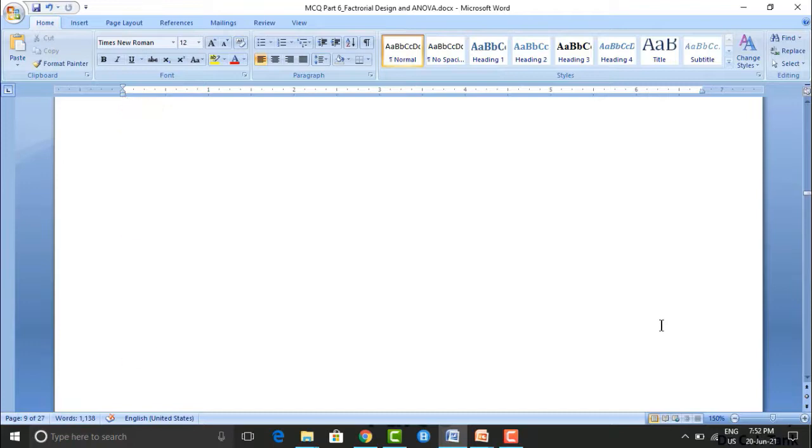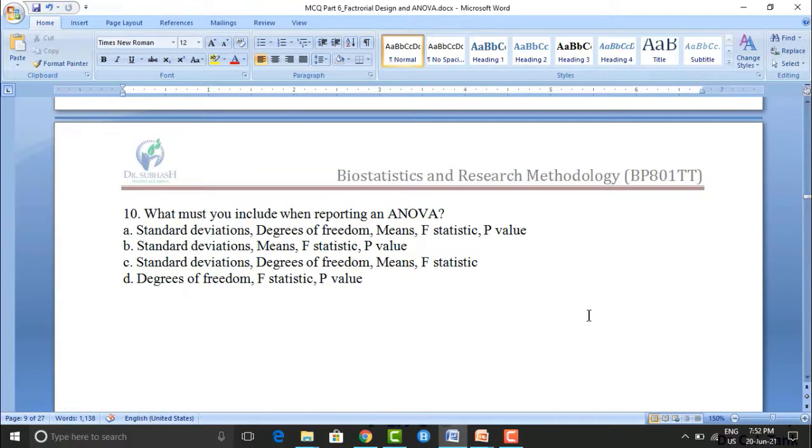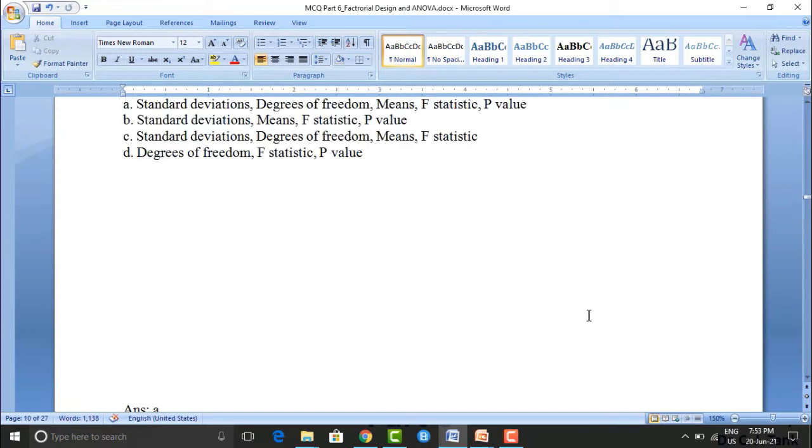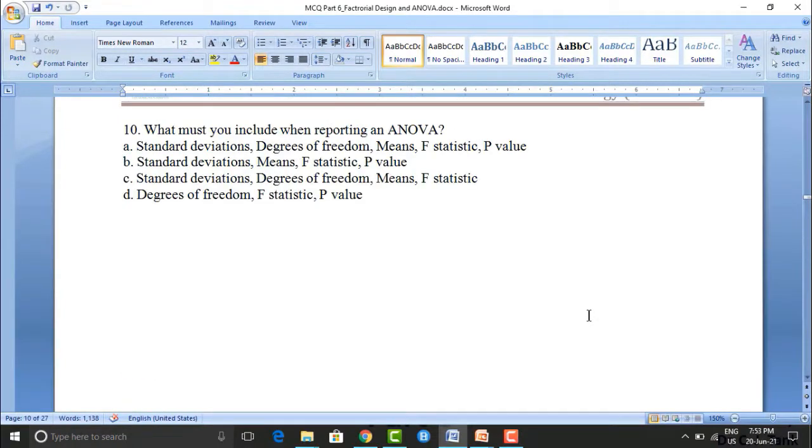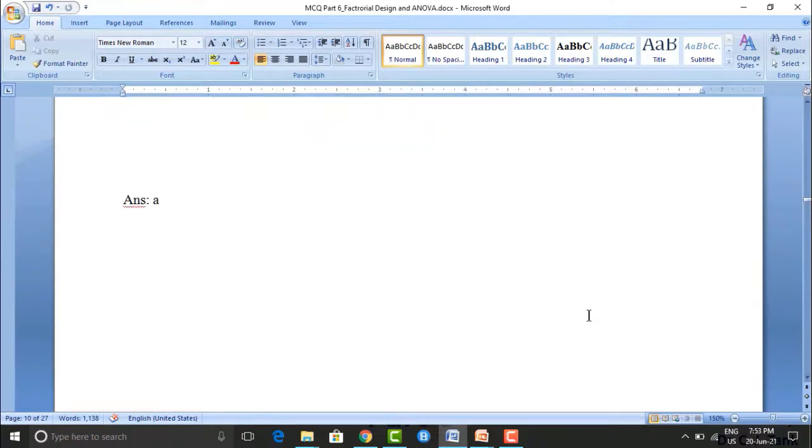The next question, what must you include when reporting an ANOVA? Option A, standard deviation, degrees of freedom, means, F statistic, and p value. Option B, standard deviation, means, F statistic, and p value. Option C, standard deviation, degrees of freedom, means, and F statistic. And option D, degrees of freedom, F statistic, and p value. The correct answer for this question is option A, that is the standard deviation, degrees of freedom, means, F statistic, and p value.